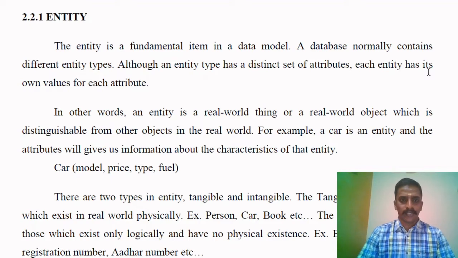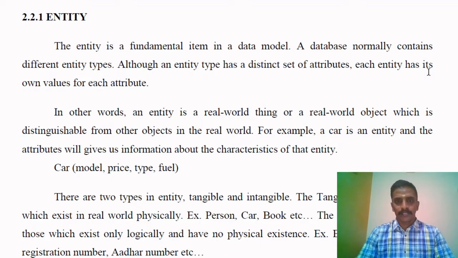Entity. The entity is the fundamental item in a data model. A database normally contains different types of entities. Although an entity type has a distinct set of attributes, each entity has its own values for each attribute. The entity is a real world thing or real world object which is distinguishable from other objects in the real world. For example, a car is an entity and the model, price, fuel and type are its attributes.